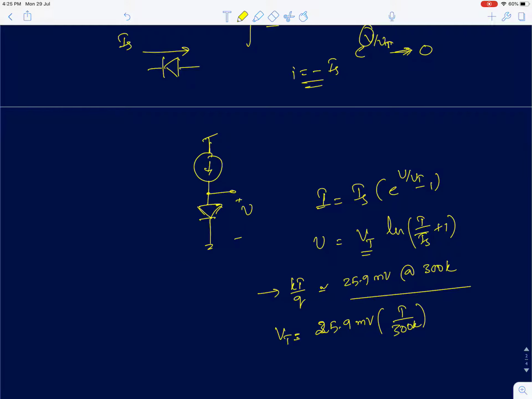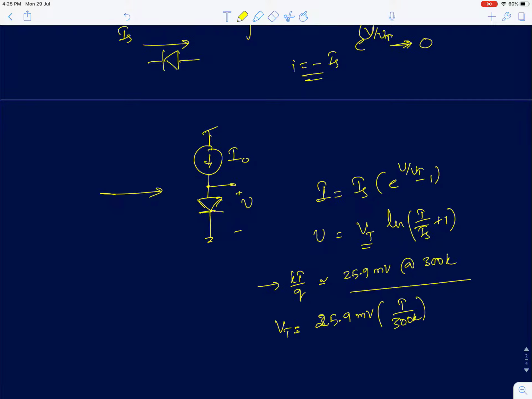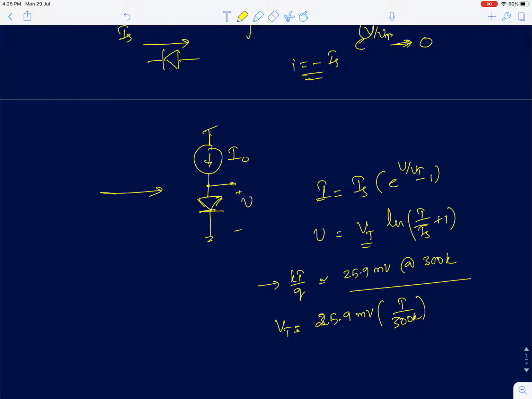Okay, shown here. So here I'll assume that a constant current I naught is flowing through a diode. Now you are supposed to find what is the voltage across the diode as temperature changes. Now we know that the expression for the current in a diode is given by this exponential equation.